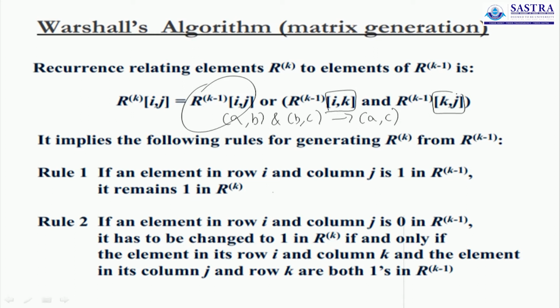So a number which was already a 0 transforms into a 1 only when this condition given here is satisfied. That is what we have under the Warshall's algorithm, and I will discuss a few problems on Warshall's algorithm to make the idea more clear.